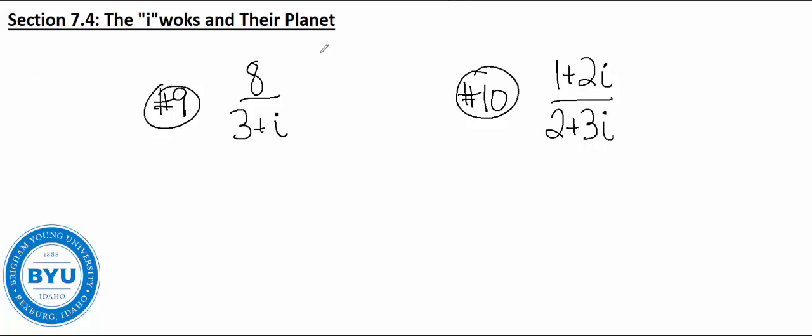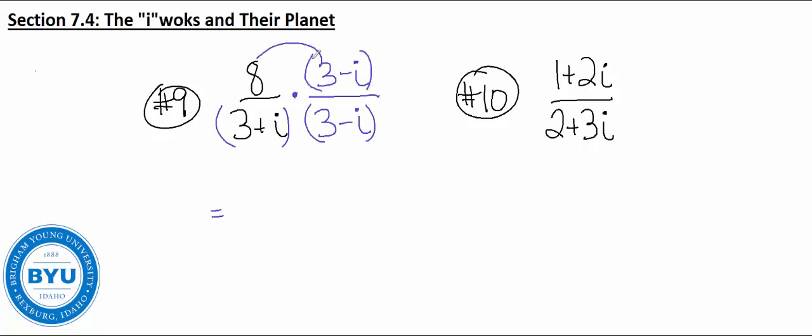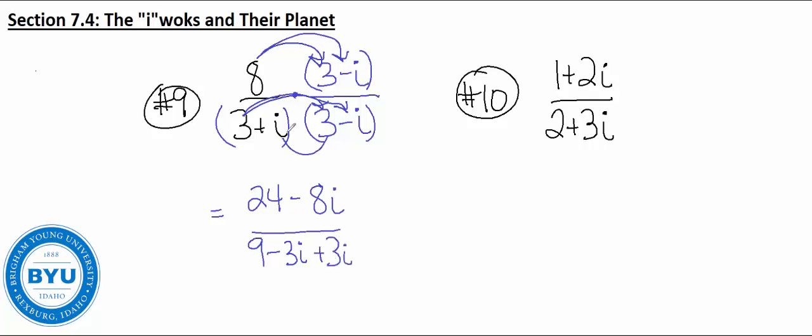Okay, let's find out how it went. I'm going to multiply by the conjugate here to the top and the bottom. I'm not going to multiply by 3 plus i. I'm going to multiply by 3 minus i. Okay. We're going to have to put these in parentheses and then multiply in, let's see, 8 times 3 is 24. And 8 times a -i is -8i. On the bottom, we get 3 times 3, which is 9. And then 3 times a -i is -3i, and this is +3i, so those are going to cancel out.